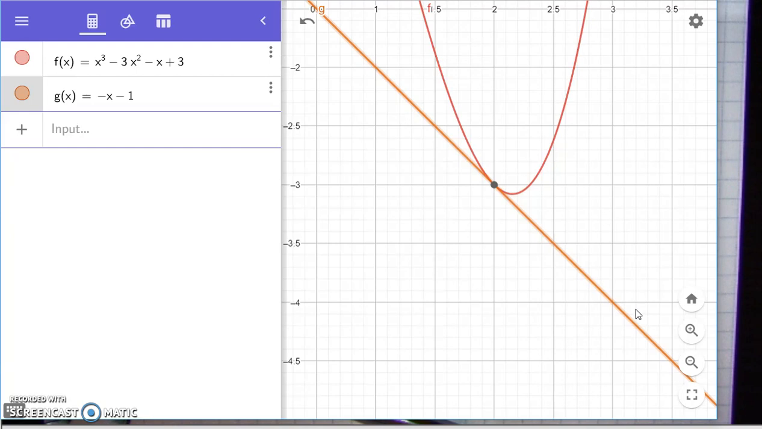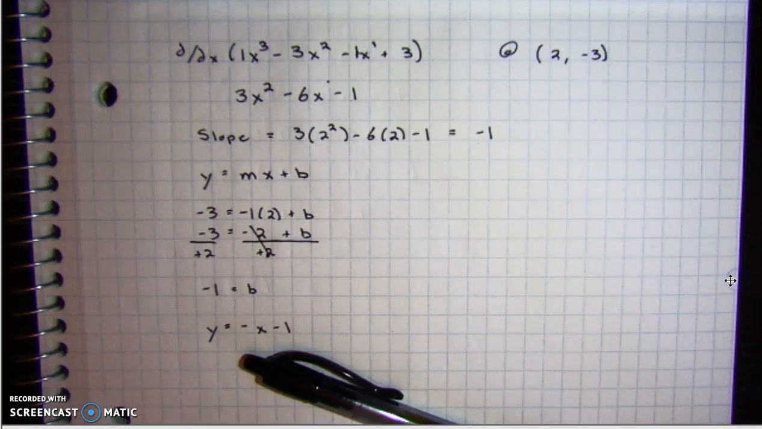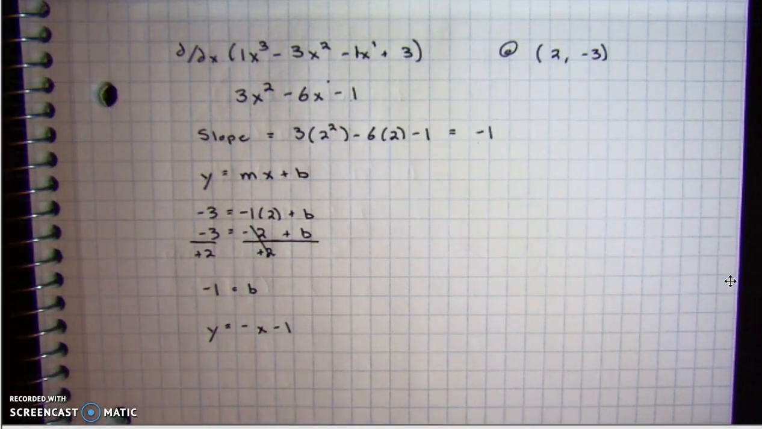Remember, the equation of the derivative is going to give you a function of x that gives you the slope of this line. So you have to do the y equals mx plus b stuff to keep going through.